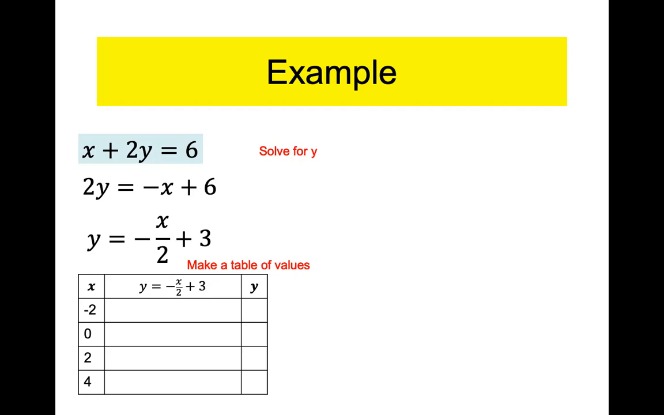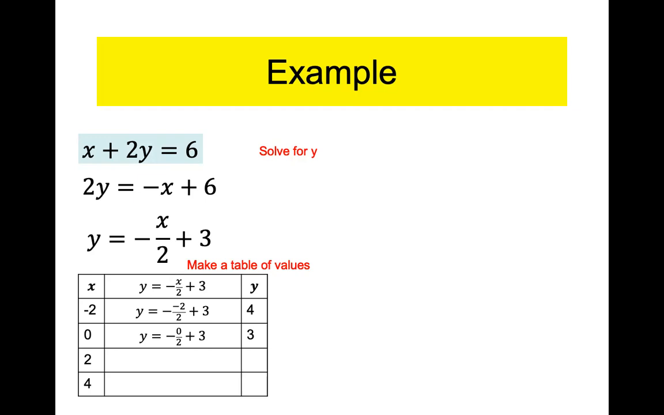What's -2 divided by 2? -1. And -1 plus 3 is 2. That's painful. What's 0 times that ugly fraction? 0, plus 3, is 3. That's why we always pick 0. It's easy. By the way, you ready for the math trick?